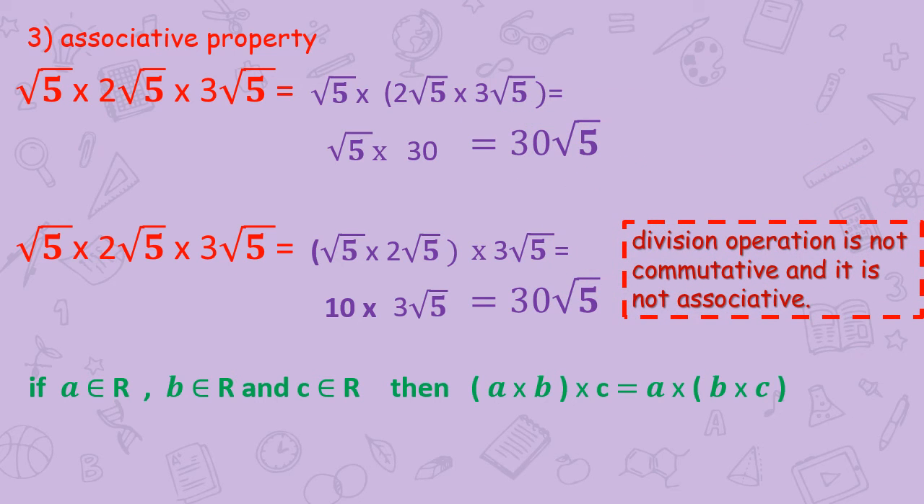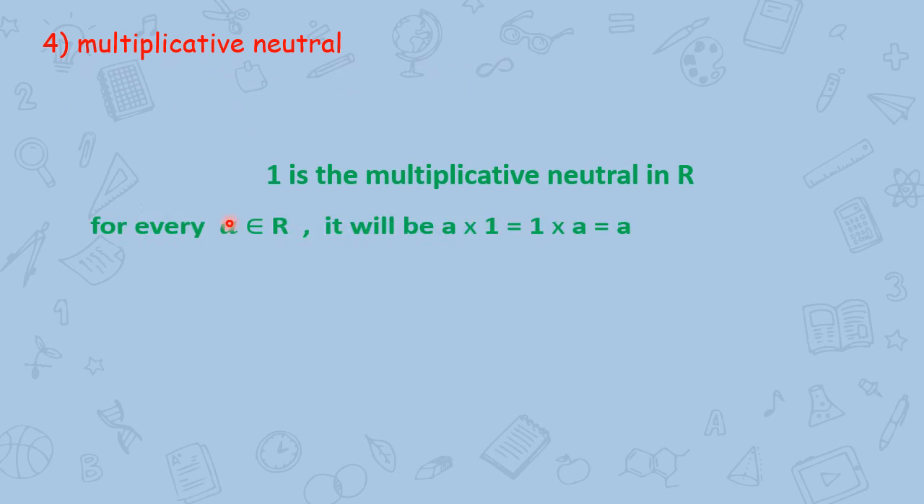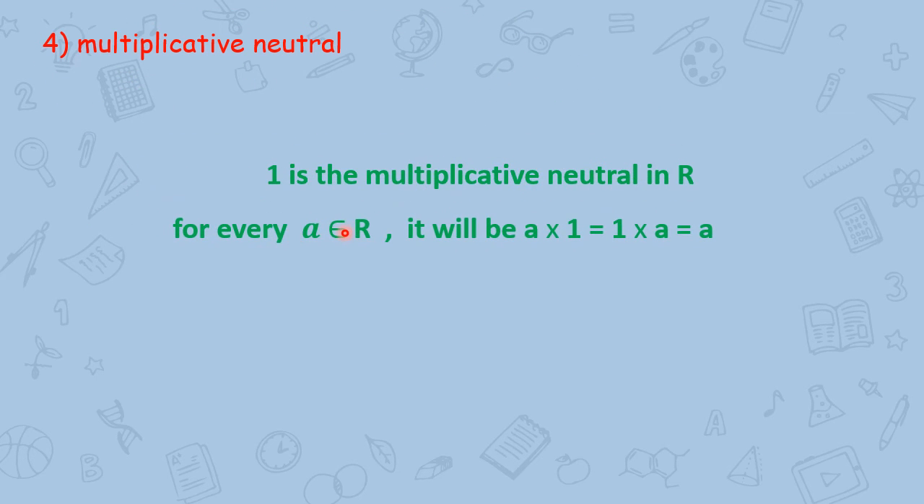Division operation is not commutative and it is not associative. Property number 4, multiplicative neutral. What is the multiplicative neutral element in R? The multiplicative neutral element in R is 1. If A belongs to R, then A times 1 equals 1 times A equals A. For example, root 5 times 1 equals 1 times root 5 equals root 5.